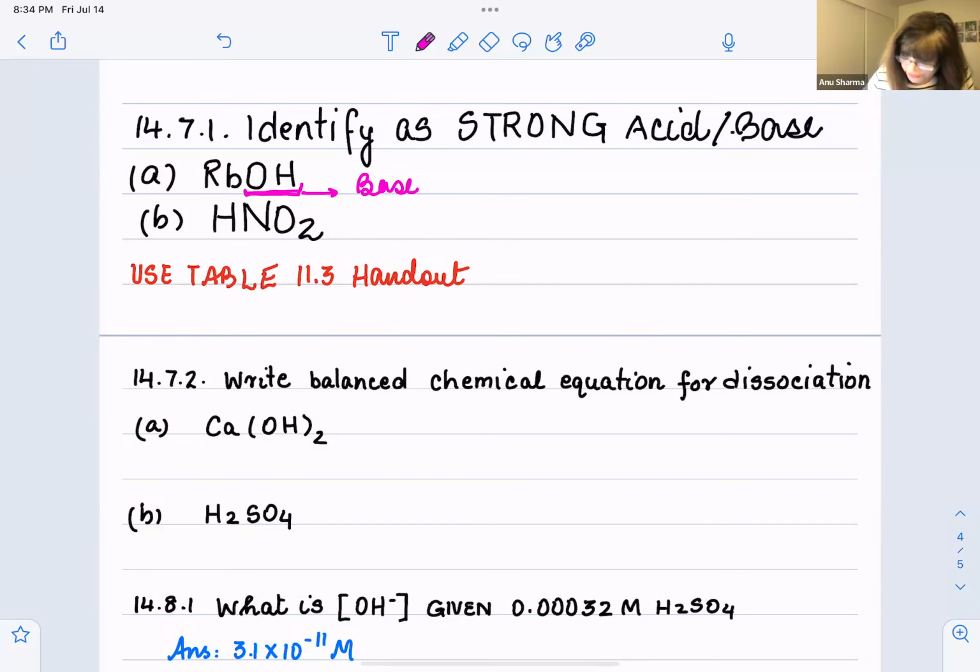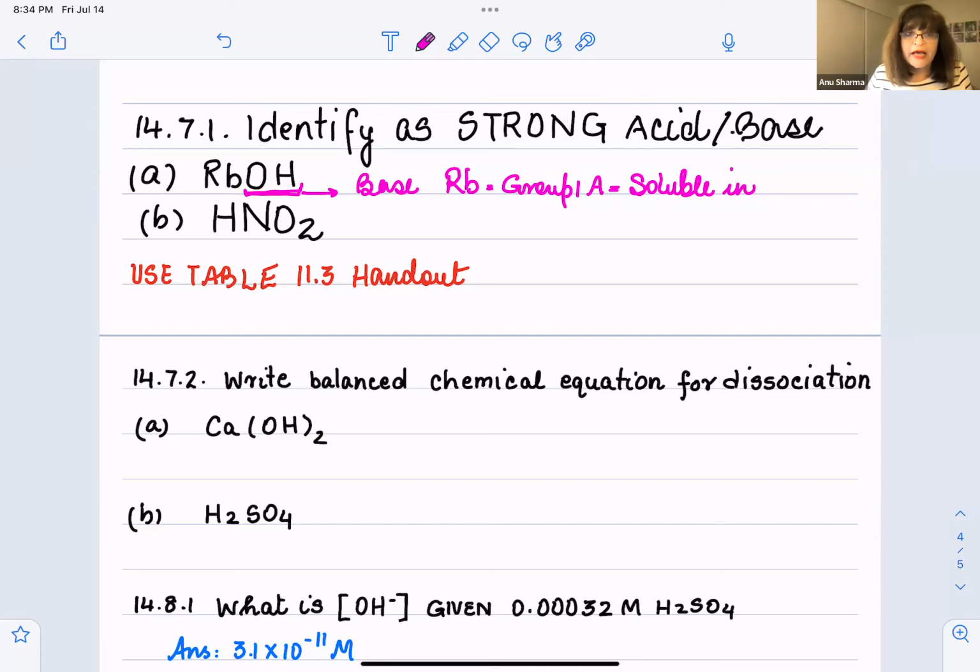Now, how do you know this is a strong base? Because rubidium belongs to group 1A, and being in group 1A means it is going to be soluble in water. All hydroxides are insoluble in water except group 1A, ammonium, and barium hydroxide also. So this is soluble in water, therefore RbOH is a strong base.